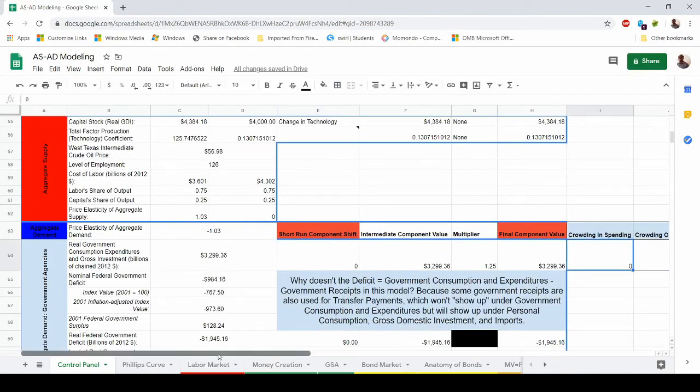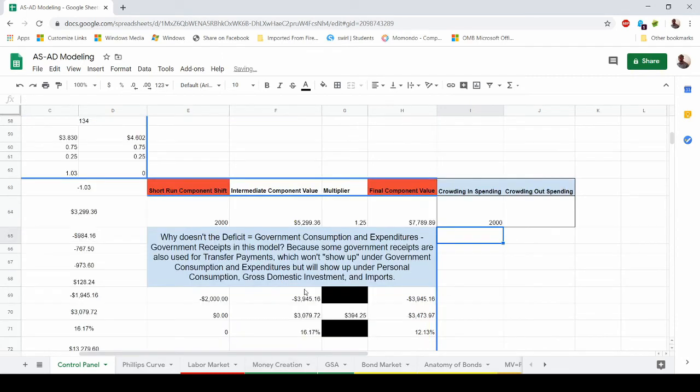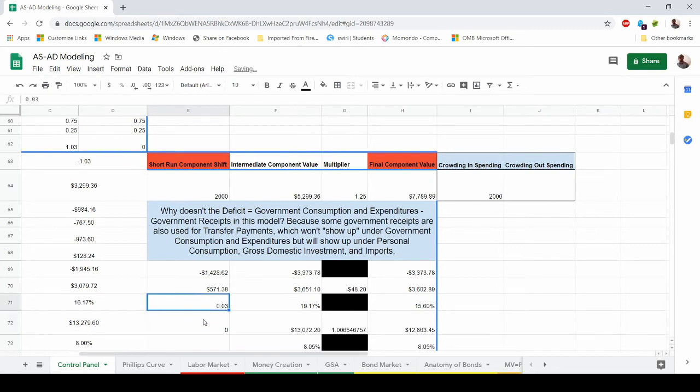Let's say that we do some intense stimulus here and we do around $2 trillion worth of stimulus into the economy, and we pay for about half of that with a hike in taxes. So 0.03, I'm pretty sure, would be not even half. We pay for like a quarter of that with a hike in taxes. Let's see how that would impact where our economy lands.